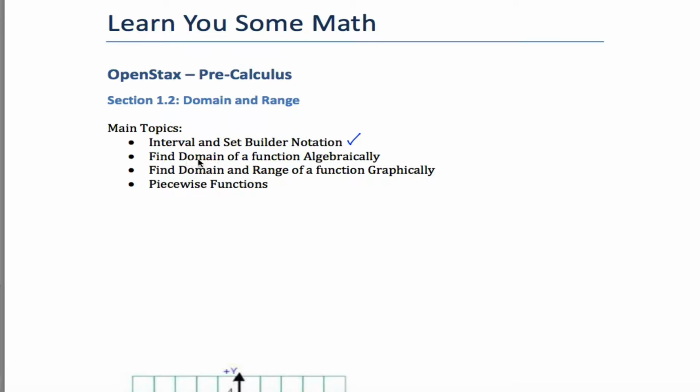So the first thing we're going to look at is finding the domain of a function algebraically. In section 1.1, we learned what a function was, this whole idea of a mathematical machine. And we even defined the words domain and range, which you may remember the domain refers to all the possible inputs to your machine, and the range refers to all the possible outputs of your machine. So now we're going to figure out ways to determine the domain of a function, or really even the domain and the range of a function.